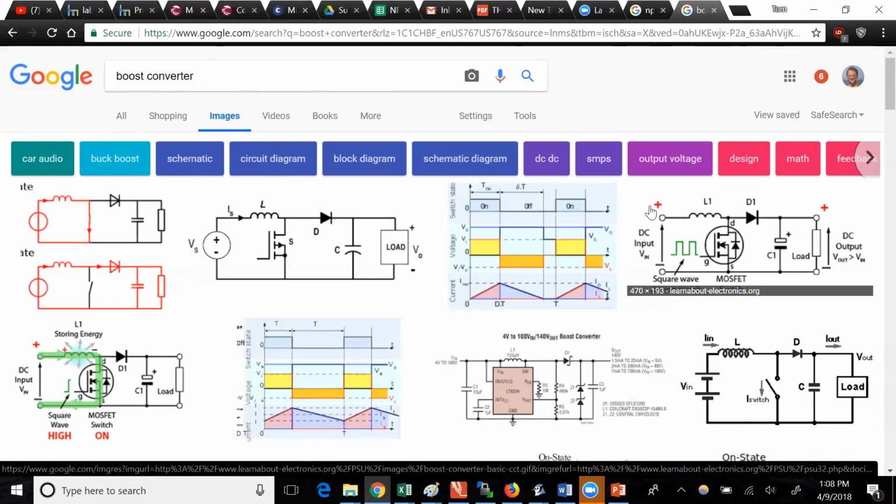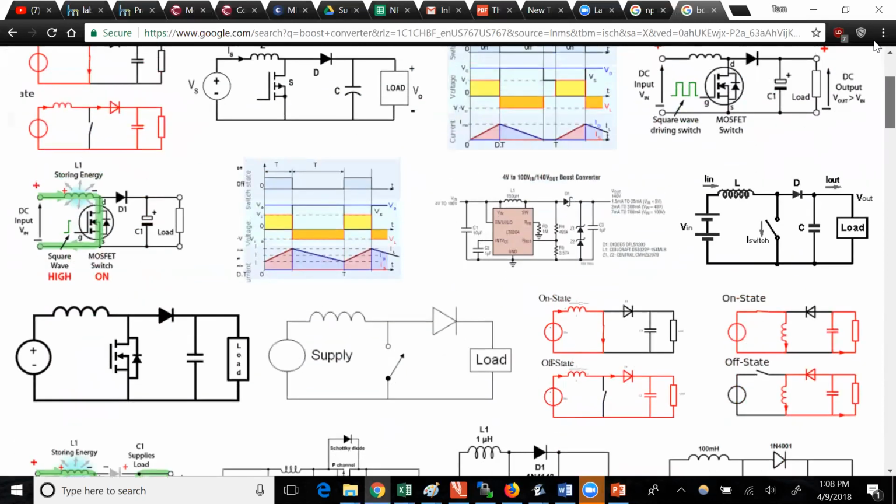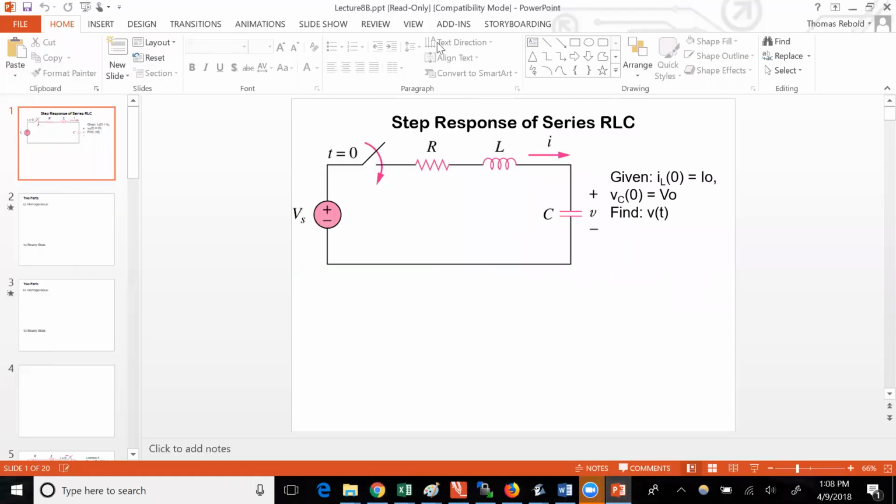So that's a cool example of a pretty practical application of RLC circuits with a couple extra components, just so they're not just these things that we feel like we're torturing you with.